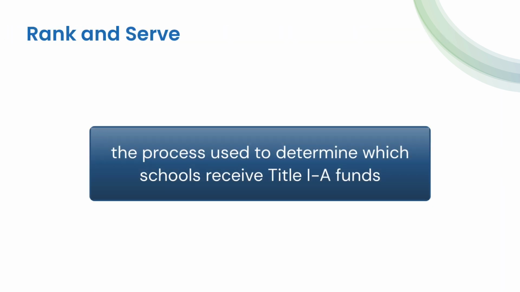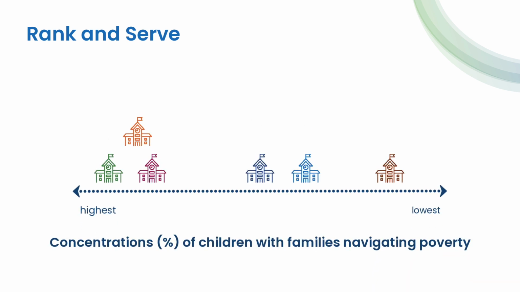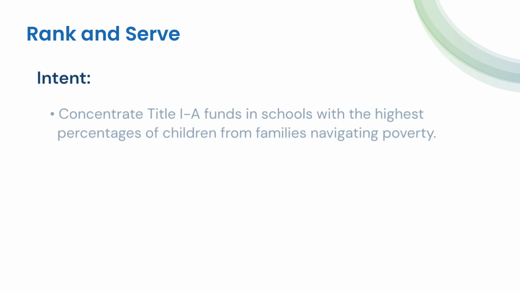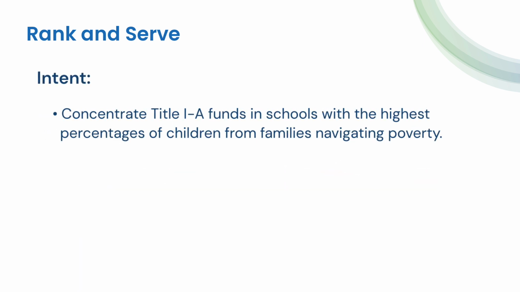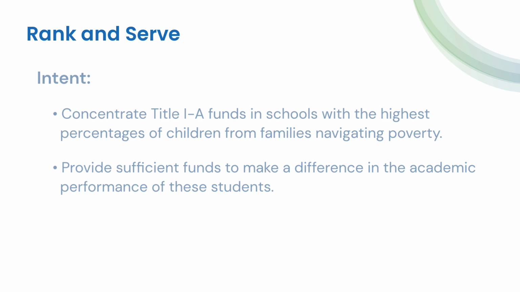Rank and serve is the process used to determine which schools receive Title I-A funds. Essentially, each district must put its schools in rank order from highest to lowest concentrations in percentage of children with families navigating poverty to determine which schools will receive Title I-A funds. The intent of rank and serve is to concentrate the funds in schools with the highest percentages of children from families navigating poverty, and to provide sufficient funds to make a difference in the academic performance of these students.